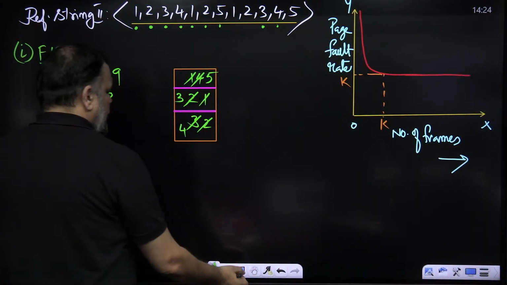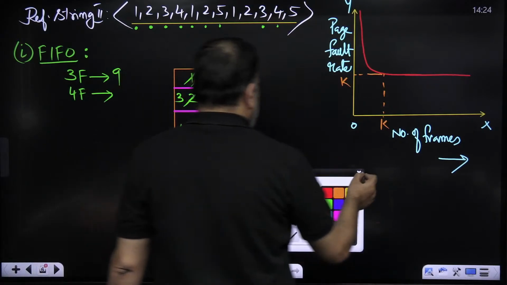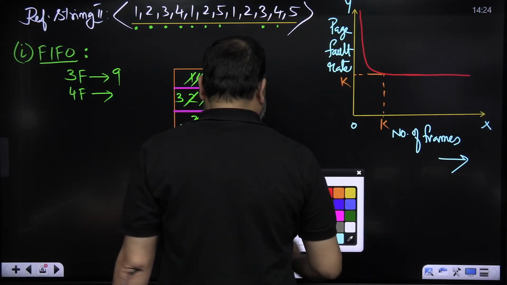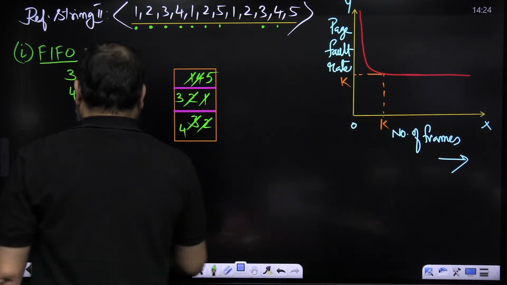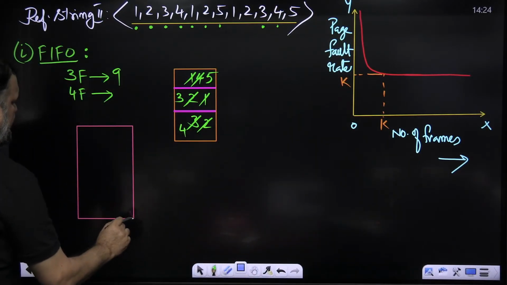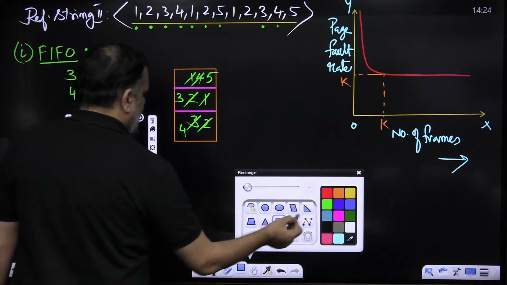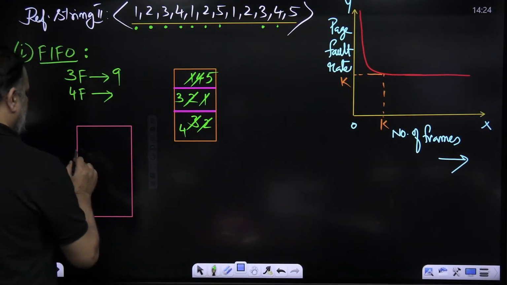I want you to verify and tell me. If I take 4 frames, boys and girls, how many page faults will occur? Come on, do it. आप करिए.